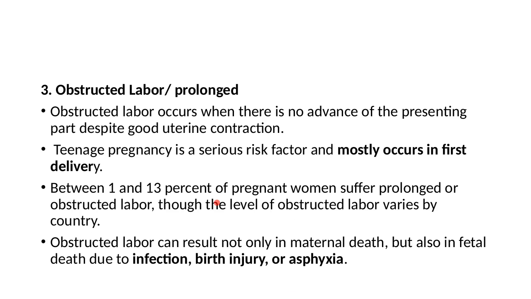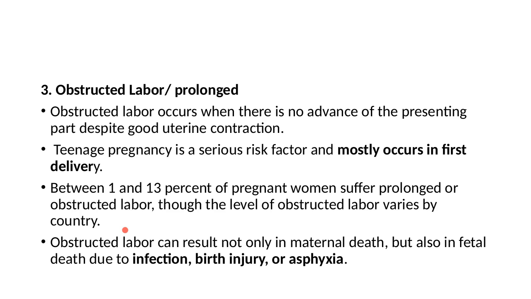Another problem is obstructed labor or prolonged labor. And obstructed labor occurs when there is no advance of the presenting part despite good uterine contraction. There is not enough space for this child to pass through, even if you have good uterine contraction. It can be the cervical region, or maybe the cervix is not able to open well for the child to be delivered normally.